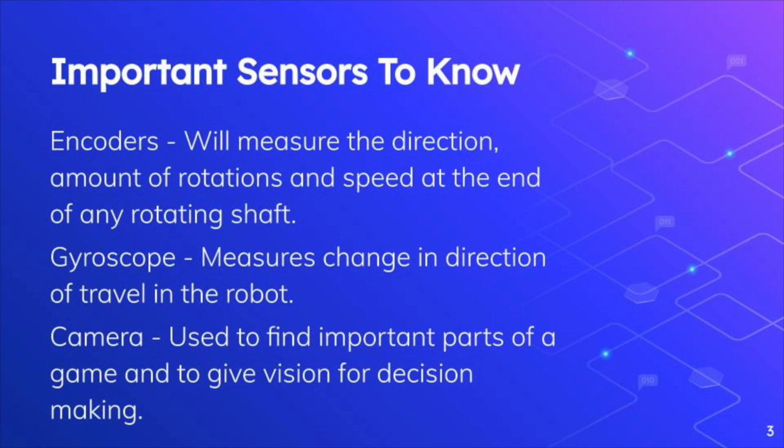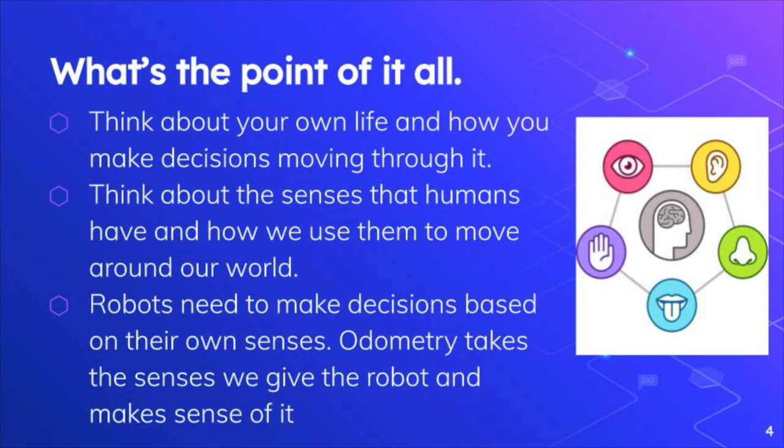You can't just hook eyes to something or give something a camera and expect it to think. Odometry is all about the processing and the logic behind determining what to do with sensors and various other things in order to make a decision. So robots need to make decisions based on their own senses. Odometry takes those senses we give the robot, and makes sense of them, if you will.